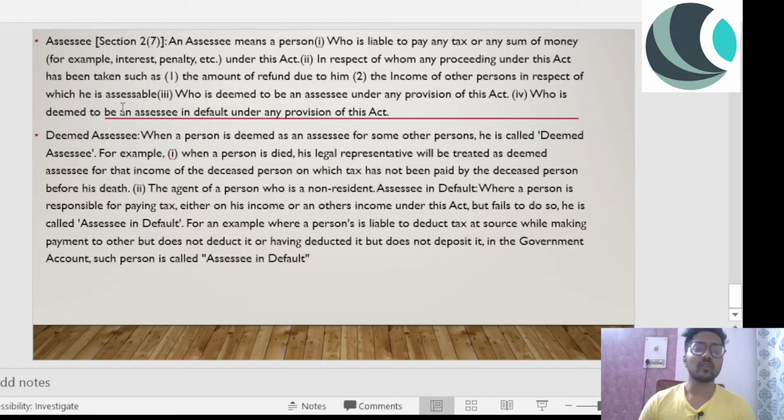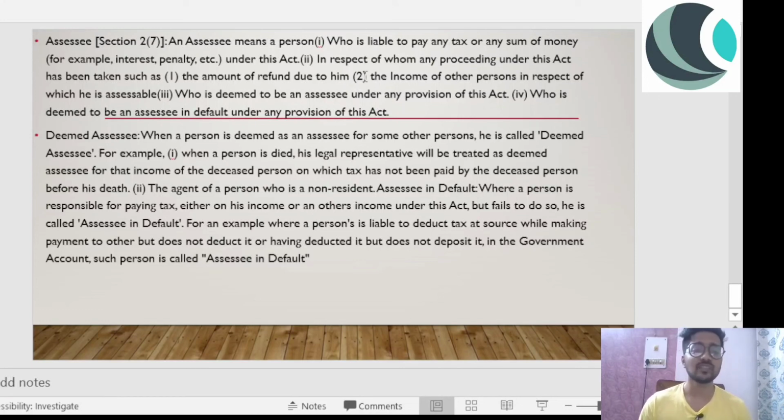in respect of whom any proceeding under this Act has been taken, such as the amount of refund due to him, the income of other person in respect of which he is assessable, who is deemed to be SSE under the provision of this Act, who is deemed to be an SSE in default under any provision of this Act. So these are all the criteria of defining an SSE. When I previously talked about an SSE and the difference between person, we didn't touch upon the other things. So this is all about the other things that we have to remember.